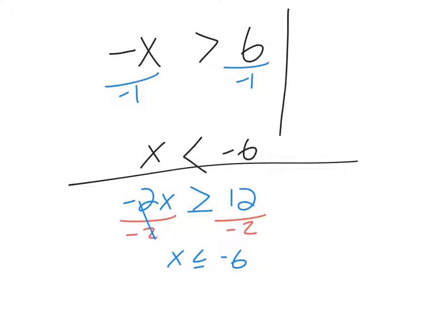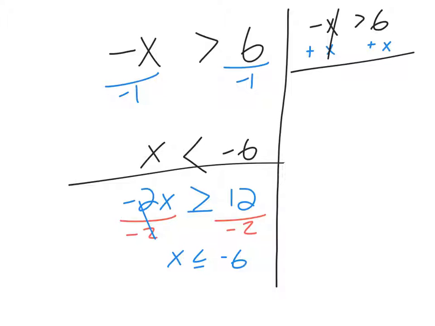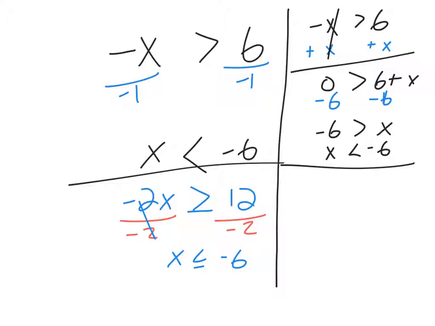Okay, so for each one of these problems, I want to redo it a different way. So negative x is greater than 6. What if I added x to both sides? So these cancel out. I'm left with 0 is greater than 6 plus x. Okay. What if I subtracted 6 from both sides? 0 minus 6, negative 6, is greater than x. Now if I want to mirror this over to have the x on the left side, that's x is less than negative 6. So that's the same thing as on the left.